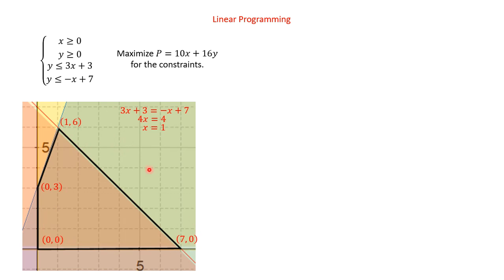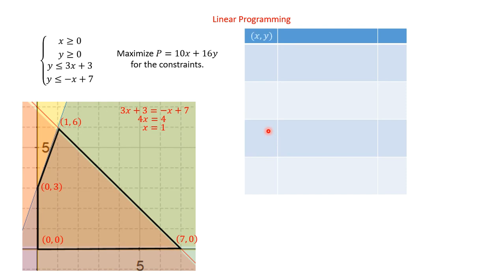Now we just need to plug these 4 points into this one. The easiest way of doing that is a table. We'll have our points (0, 0), (0, 3), (1, 6), and (7, 0). And then we'll have the equation, and then it equals the actual value, the P-value. I put those in 2 separate columns. And so we can plug (0, 0) into the equation. 10 times 0 plus 16 times 0. Well, that's going to equal 0. Plug in (0, 3). 10 times 0 plus 16 times 3. Well, that's 0, 16 times 3 is 48.